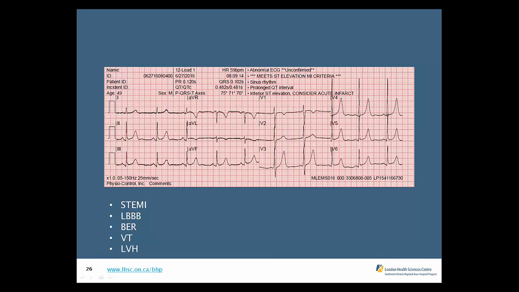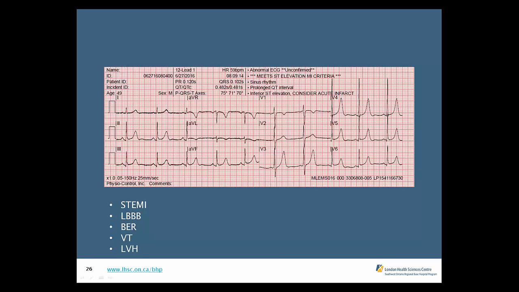So that starts to make me think, okay, is this truly an MI occurring? I don't see any reciprocal changes, and it'd be a very odd pattern to have. This would be an inferior lateral type of ST elevation, so I'd expect to see some kind of reciprocal changes, which I don't here.